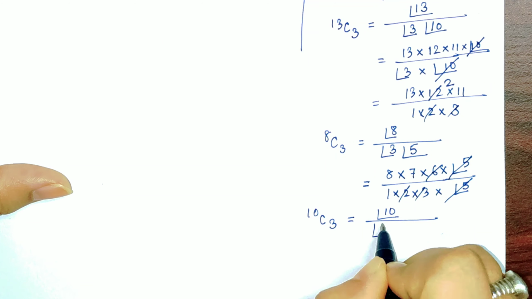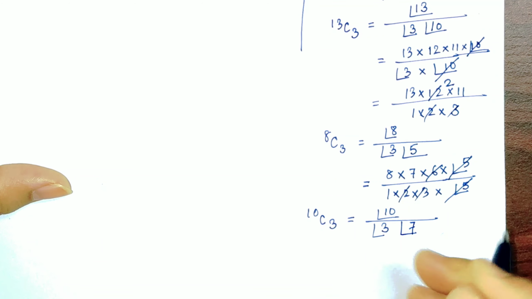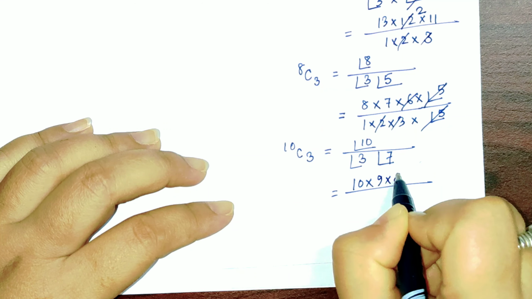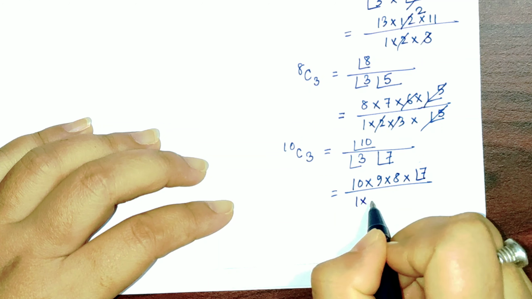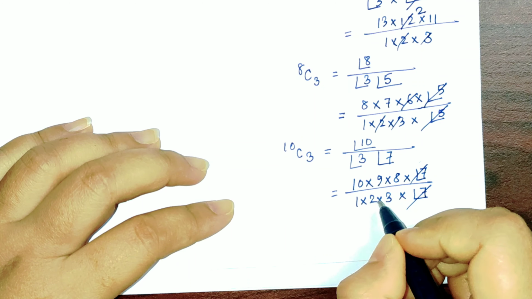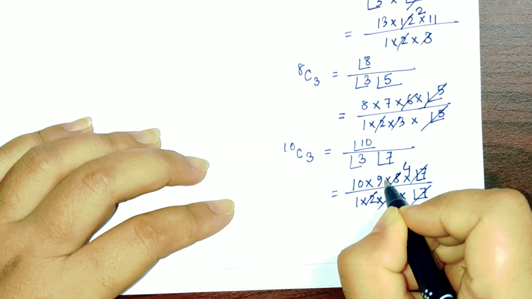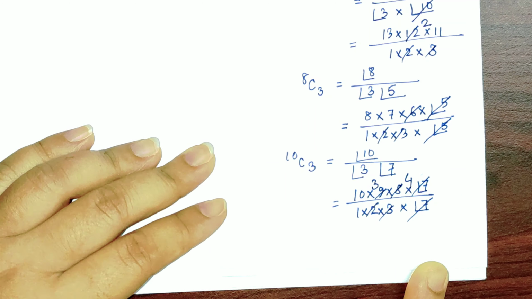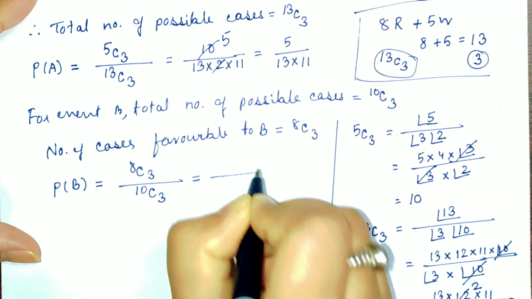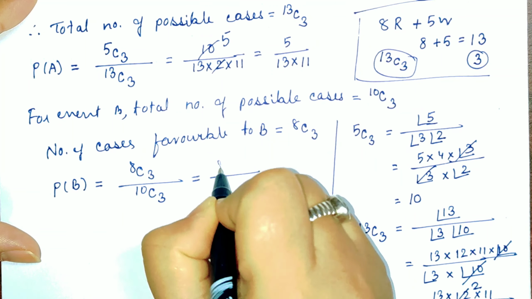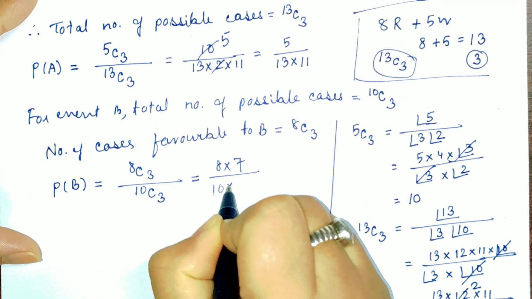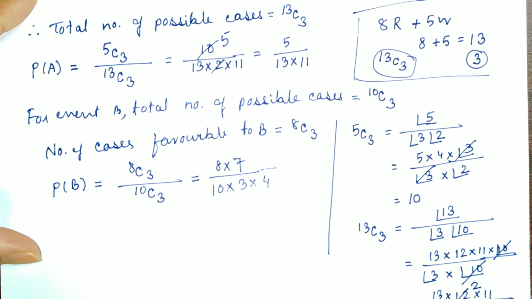10C3 will be 10 factorial divided by 3 factorial into 10 minus 3, 7 factorial, which is 10 into 9 into 8, 7 factorial. 1 into 2 into 3, 3 factorial, 7 factorial cancel out. Then 2 divided by 8 is 4, and 3 divided by 9, 9 divided by 3 is equal to 3. Substitute these values in the question. 8C3 is equal to 8 into 7. Now 10C3 value is equal to 10 into 3 into 4.